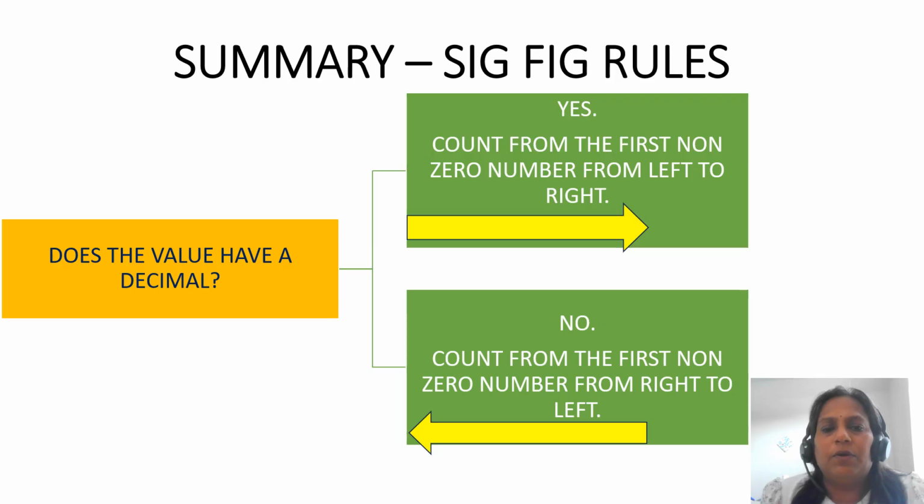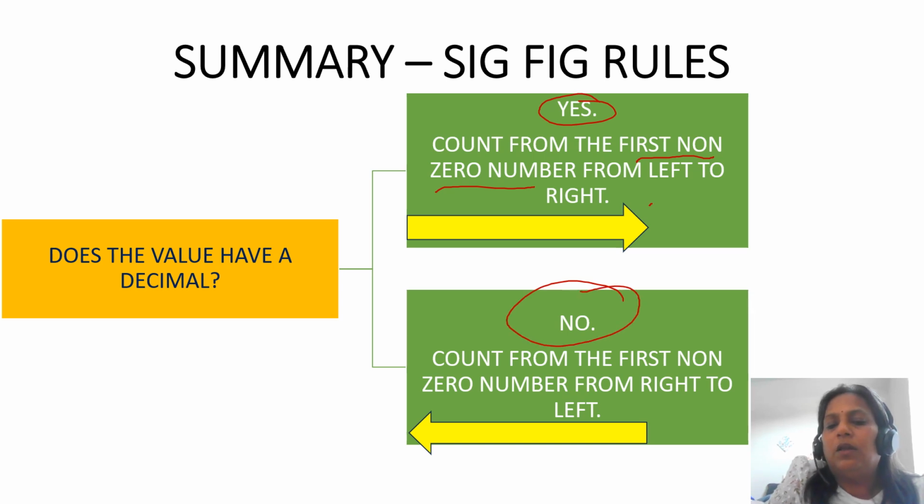So here is a summary of the rules to count sig figs. Check if the value has a decimal. If the value has a decimal, yes, then you have to start counting from the first non-zero number from left to right. If the value does not have a decimal, that is, the answer is no, then you have to count from the first non-zero number from right to left. So you go from right to left like this.